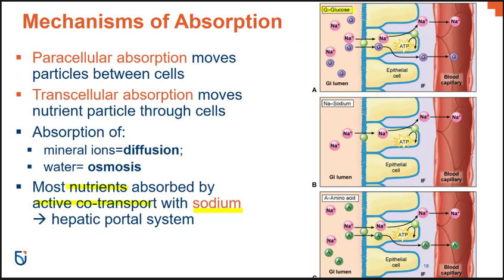Up at the top here we have glucose, represented by G, and then of course sodium, Na+. When glucose and sodium are both within the intestinal tract, they can be absorbed together, so this is the co-transport, absorbed together into the cell. Then from there, sodium, as we know, will end up going into the blood vessel with the use of ATP, whereas glucose can enter the blood capillary very passively.